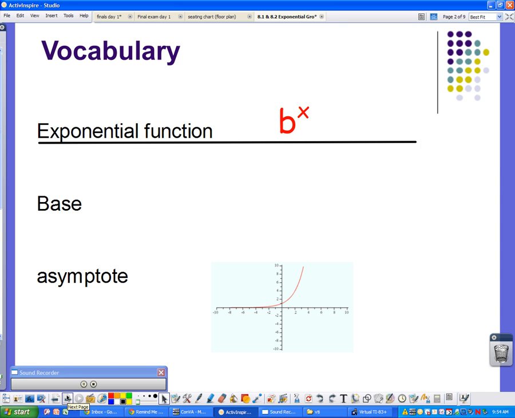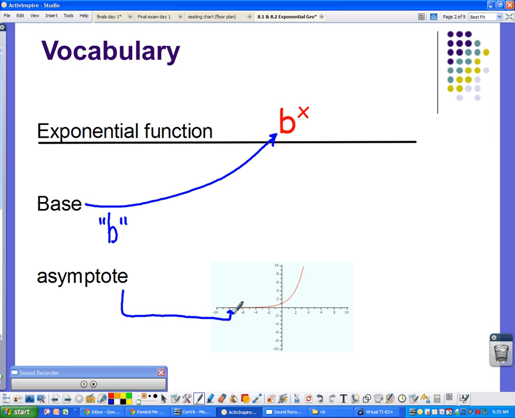Okay? So let's go ahead and take a look at some vocabulary. The first vocabulary is an exponential function. Every time we've dealt with this, it's always been where we've had a number in the exponent. Well, now we're actually going to have a variable in the exponent. And when we're doing this, that b is known as the base. And that axis that we approach, that we get really, really close to, but the graph does not touch, is known as the asymptote.